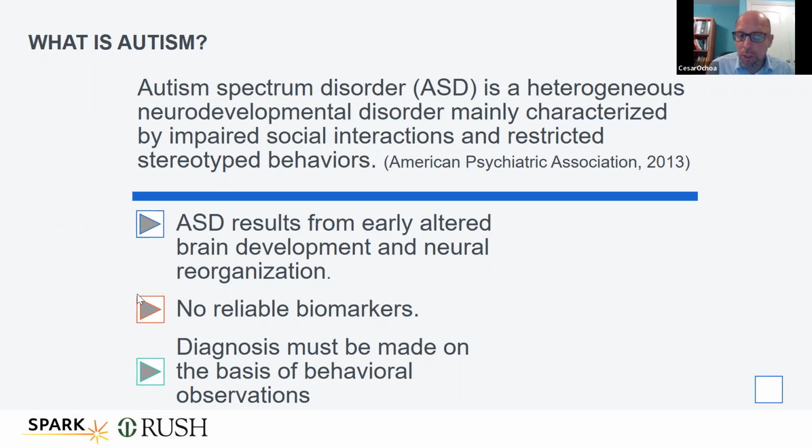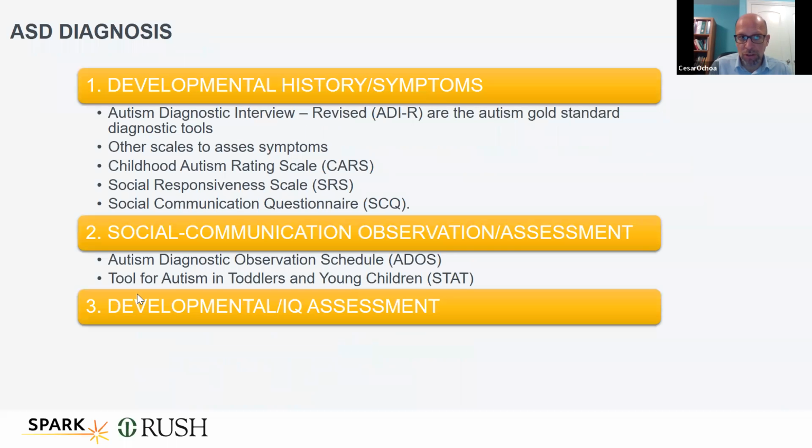Additionally, we know that autism results from early alterations in the brain development and the connections between neurons in the brain. Looks like a lot of the difficulties with autism are in the synapses or connections between neurons. At this time, we don't have a blood or a medical test that can tell us if somebody has autism or not. And the diagnosis must be made on the basis of behavioral observations.